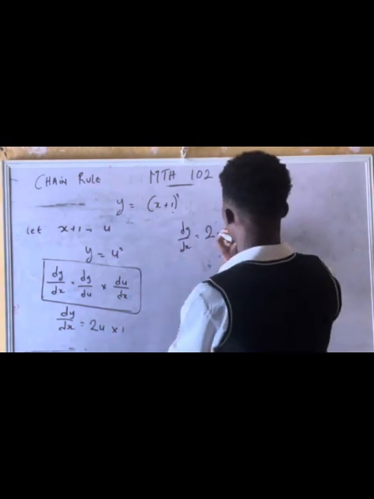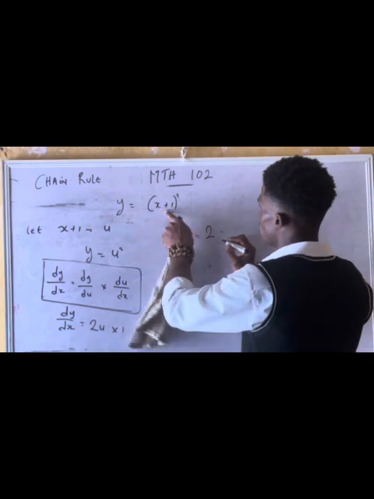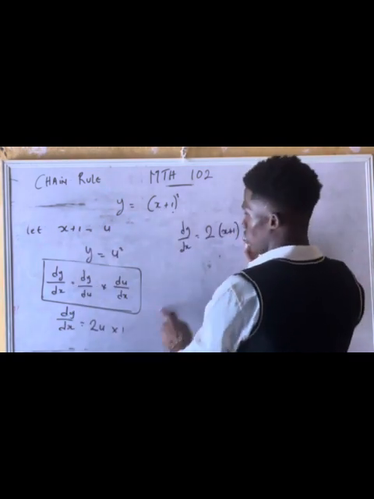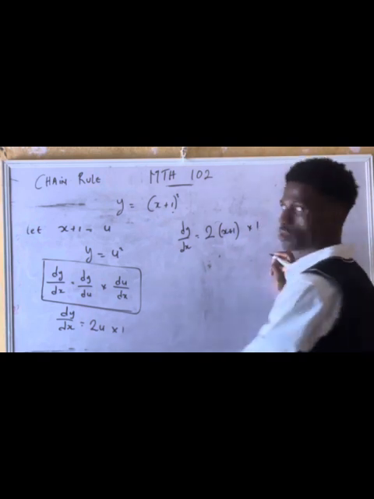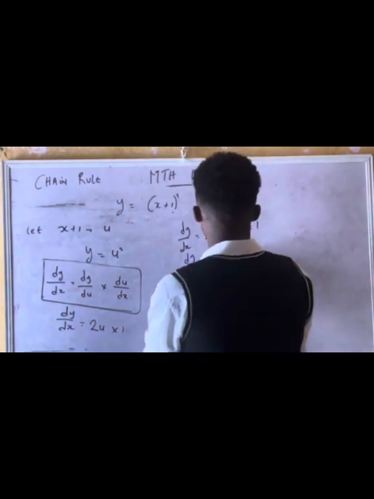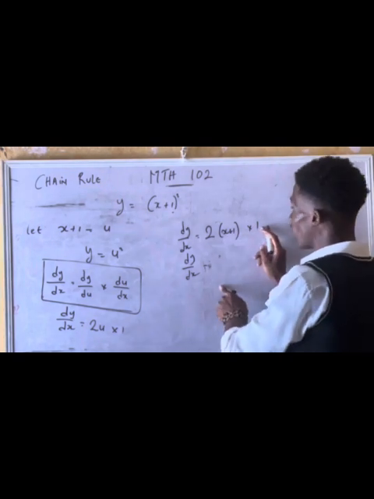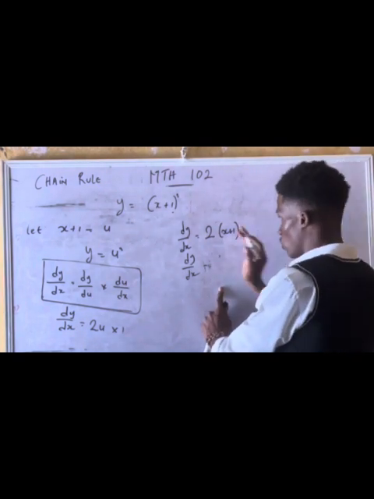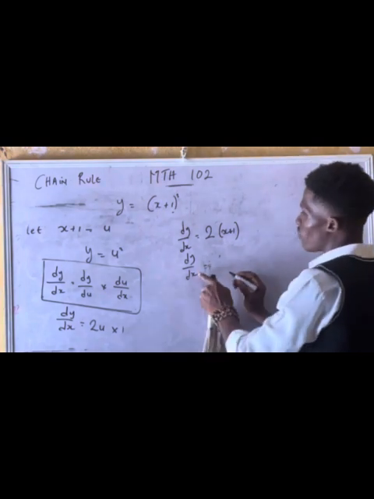So I can write dy over dx is equal to 2, I'll put down the 2, times u, which is x plus 1, times 1. Now, 1 times anything is that same thing. So this is out already, right? Because 1 times this is also this.